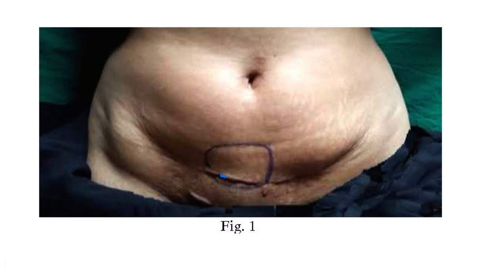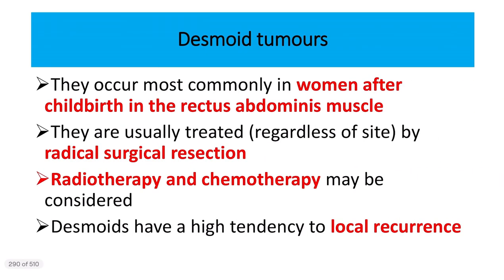Here we can see there is a scar mark, and a tumor is developing. It is the initial stage, so the tumor is not very obvious. They are common in women, also after childbirth, in the rectus abdominis muscle. So in women after childbirth, there is a chance of development of a tumor of the rectus abdominis muscle.